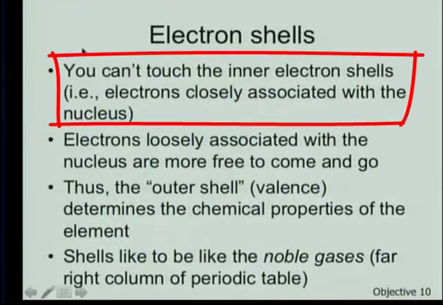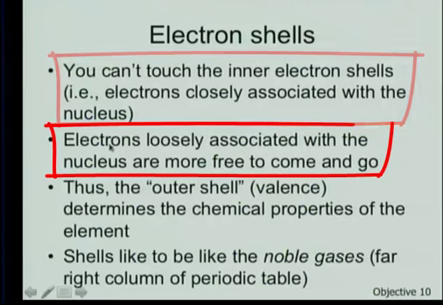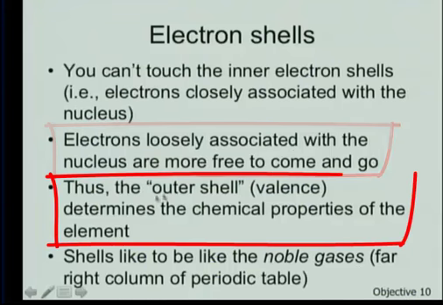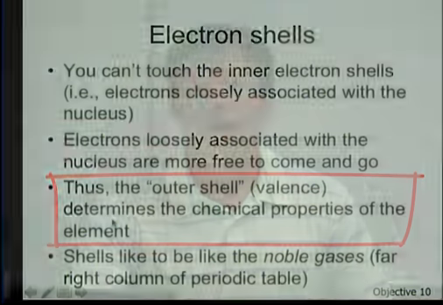So you can't touch the inner electrons, the ones that are closely associated with that nucleus. Those outer electrons are loosely associated with the nucleus and therefore more free to come and go. They're easier to be influenced by other elements rather than the element itself. Thus, the outer shell really determines what that atom does.